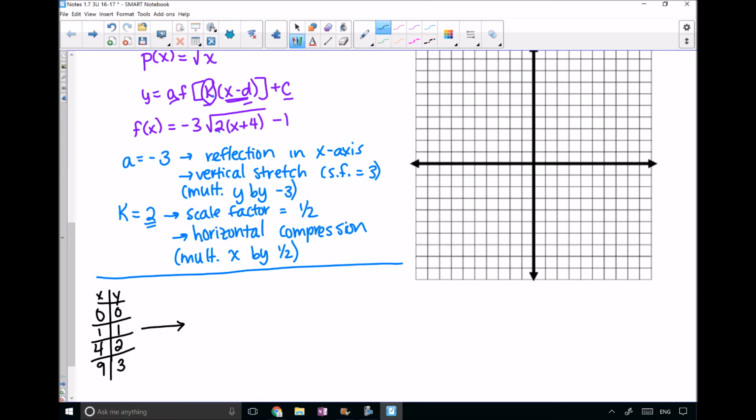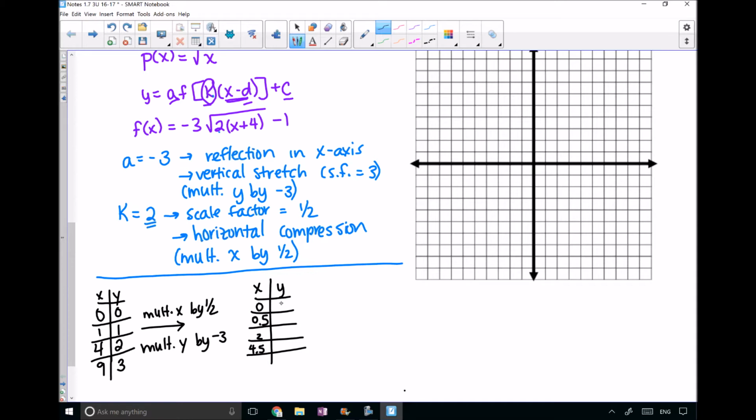So when I multiply x by 1/2 and I multiply y by -3, these are the values that I end up getting. So x here, y here. 0 times 1/2 is 0, 1 times 1/2 is 1/2, 4 times 1/2 is 2, and 9 times 1/2 is going to give me 4.5. And actually, let's make this 0.5 so that we're consistent with our decimals, okay?